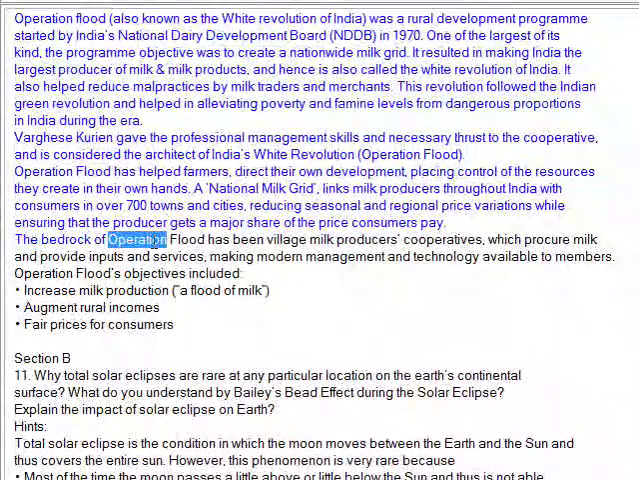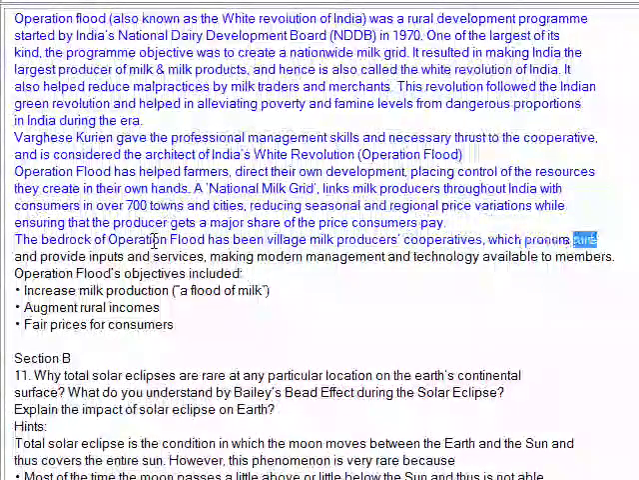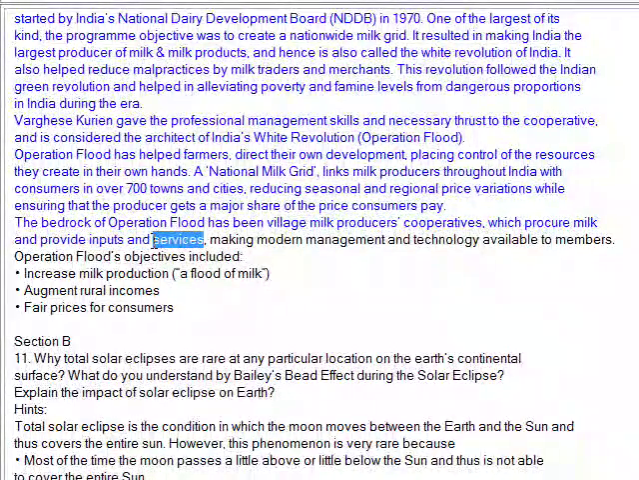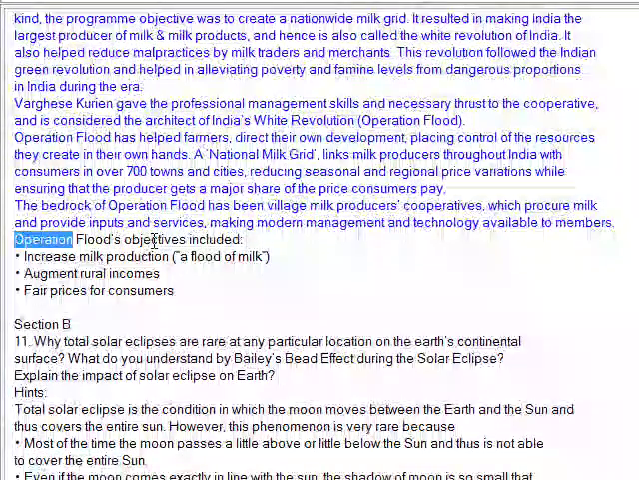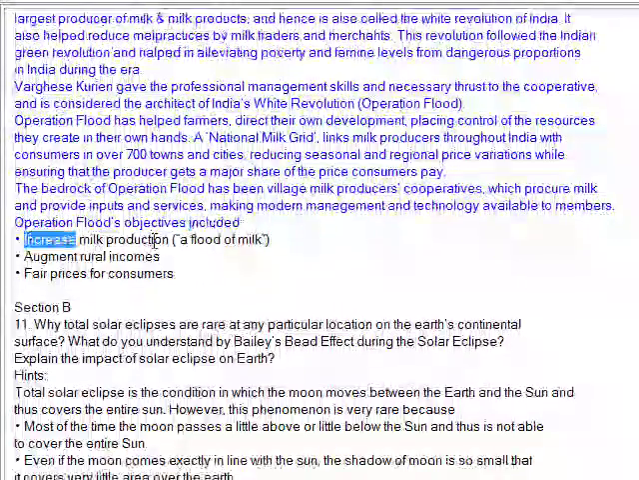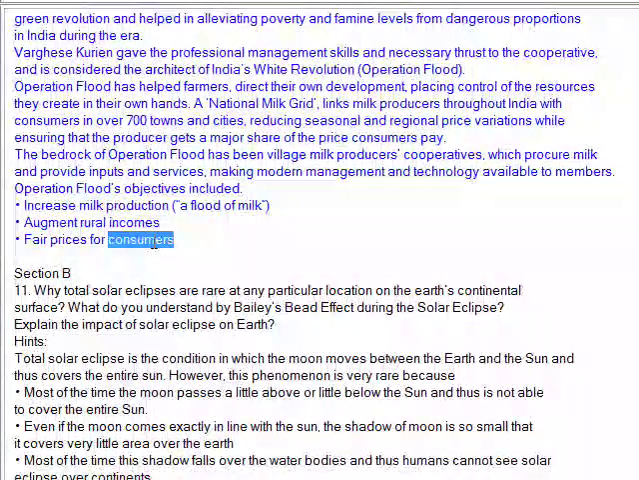The bedrock of Operation Flood has been village milk producers' cooperatives, which procure milk and provide inputs and services, making modern management and technology available to members. Operation Flood's objectives included increasing milk production to a flood of milk, augmenting rural incomes, and fair prices for consumers.